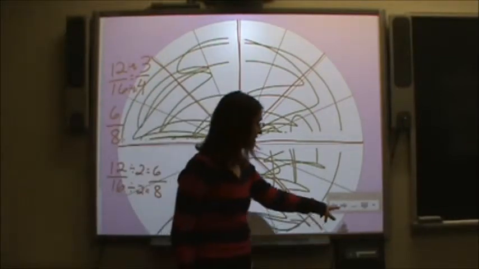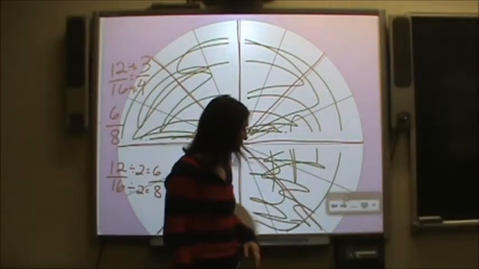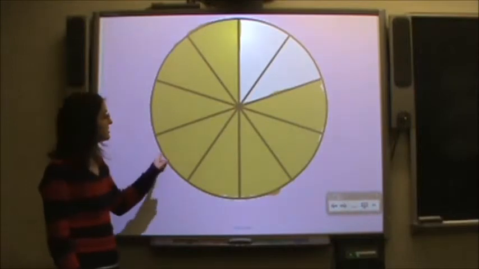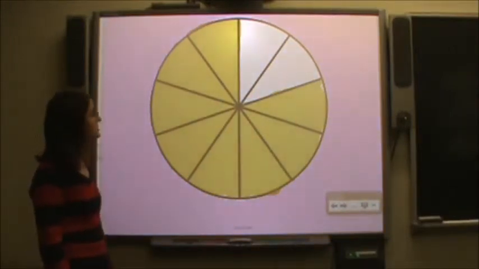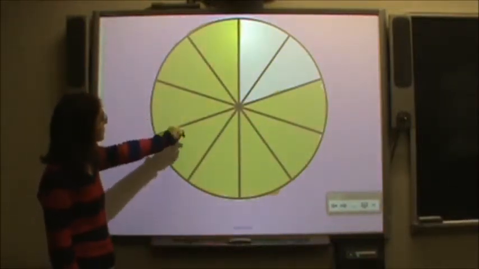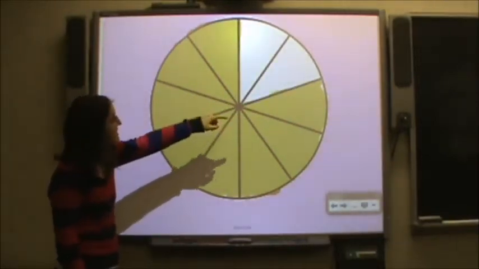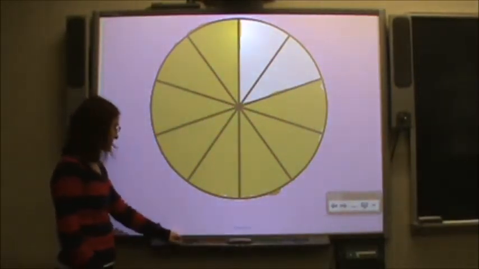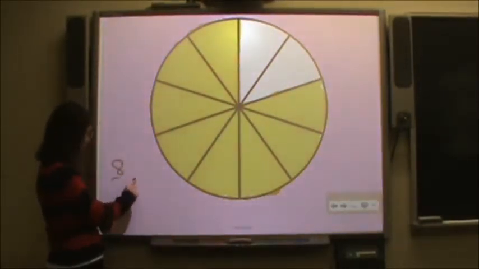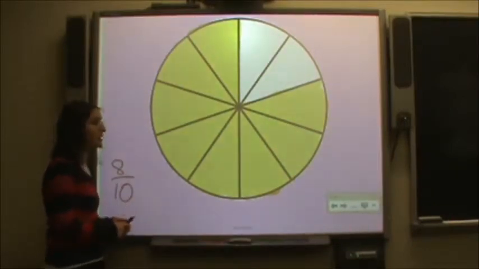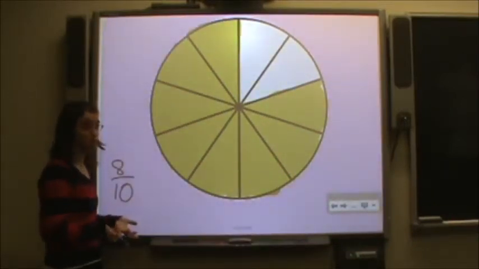I'll walk you through finding one more of these and then you'll do a couple on your own. So this fraction circle shows, let's see, 1, 2, 3, 4, 5, 6, 7, 8 out of 10. So 8 tenths is our fraction. And we're going to find an equivalent fraction that's made of larger pieces.